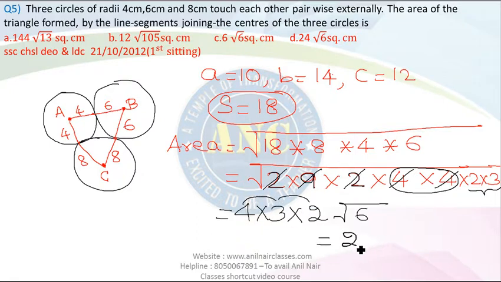12 into 2, 24. Answer is 24 root 6 square centimeters, which is nothing but option D. I don't think it is difficult to solve this kind of questions for you people.